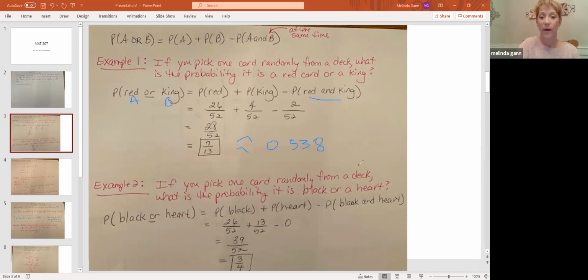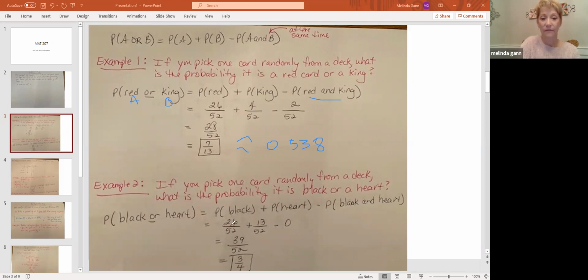If you pick one card randomly from the deck, so the same thing, we start over, we shuffle the cards up, you close your eyes, you pick one card. I want to know what's the probability that it's a black or a heart. So if you want partial credit, you've got to put in parentheses what you're looking for. So the probability of black or a heart. So it's the probability of just the first one plus the probability of just the second one minus the probability that it's black and heart both at the same time.